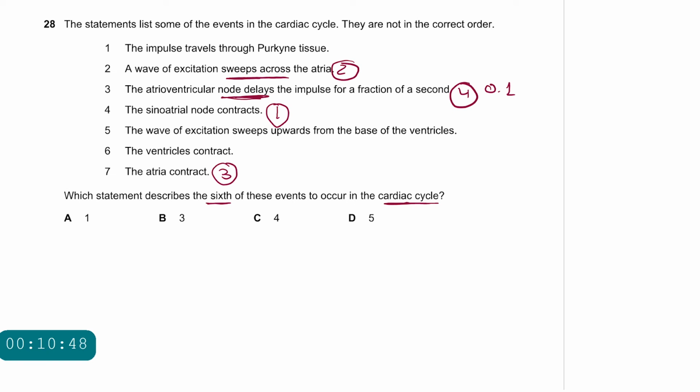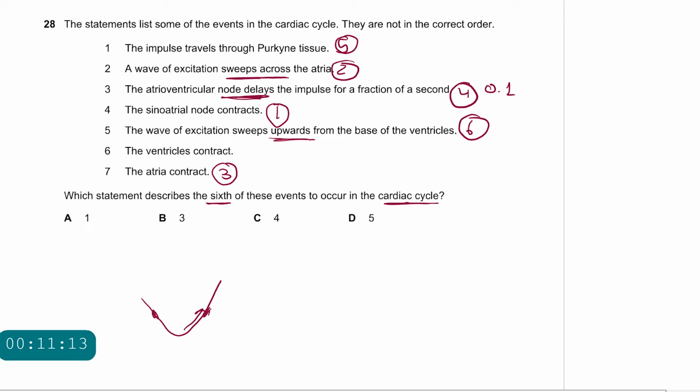The impulse travels through Purkinje tissue. Purkinje tissue is found at the base of the ventricles. So this is the fifth. Then the sixth is going to be the wave of excitation sweeps upwards from the base of the ventricles, because once it reaches the Purkinje tissue, it sweeps upwards. So this is definitely going to be the sixth. So the sixth is going to be D.